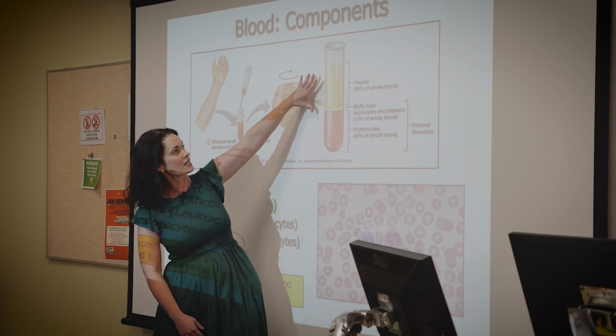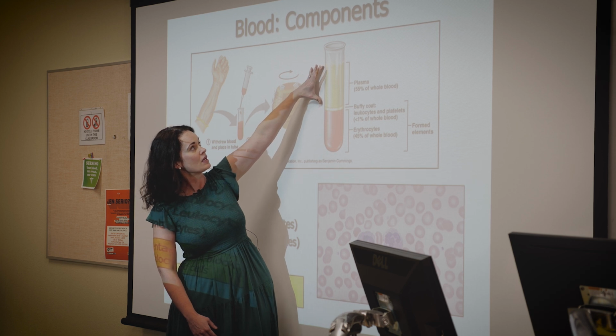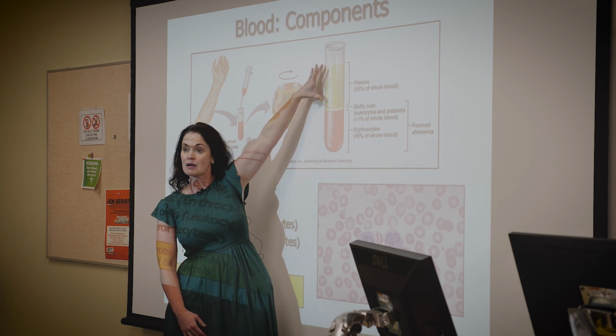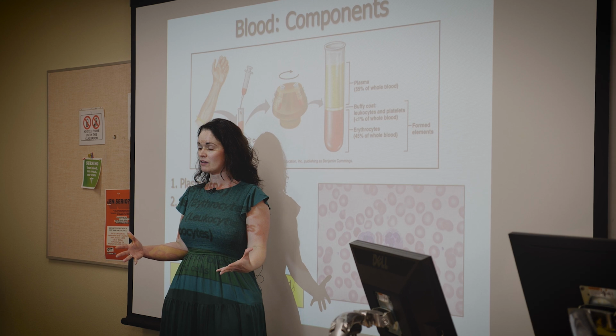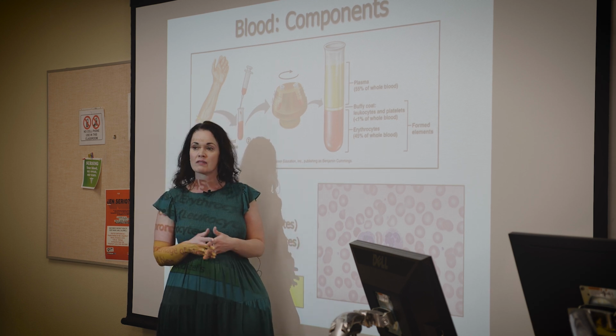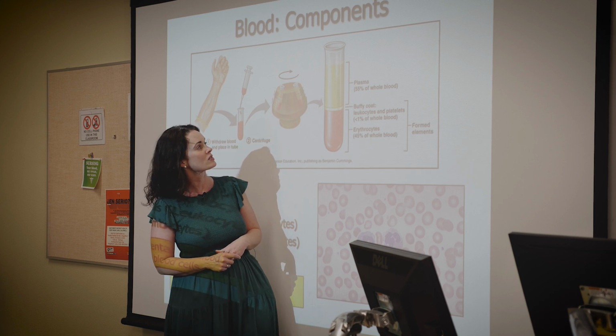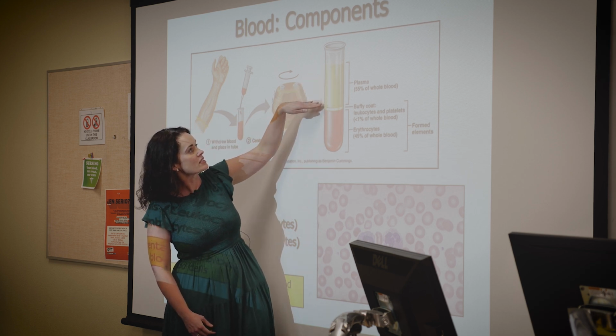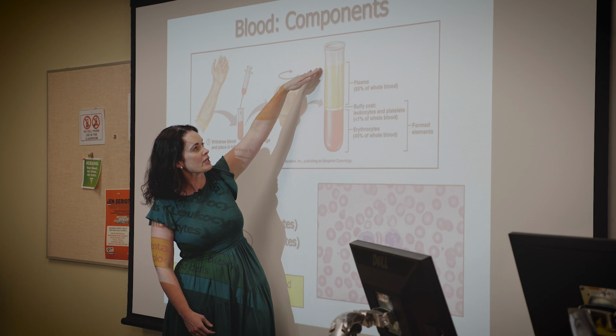So if you look at this test tube where we now have the blood separated, we've got the plasma up here at the top. Again, that's that liquid component of blood that has a lot of things dissolved in it, floating around, right? The hormones, the clotting factors, those kinds of things. And again, you're seeing that that's about 55% of the blood by volume.